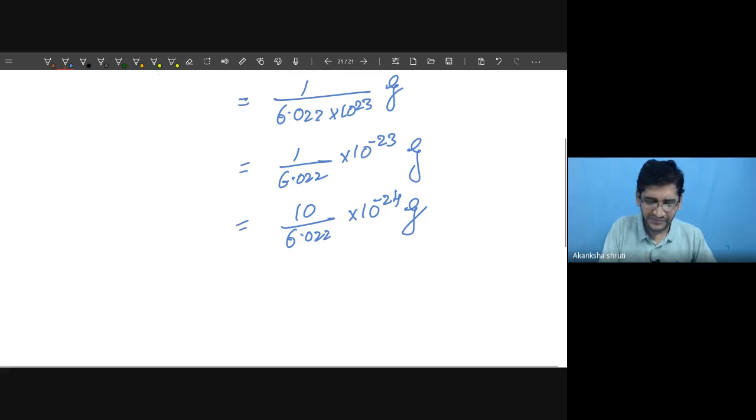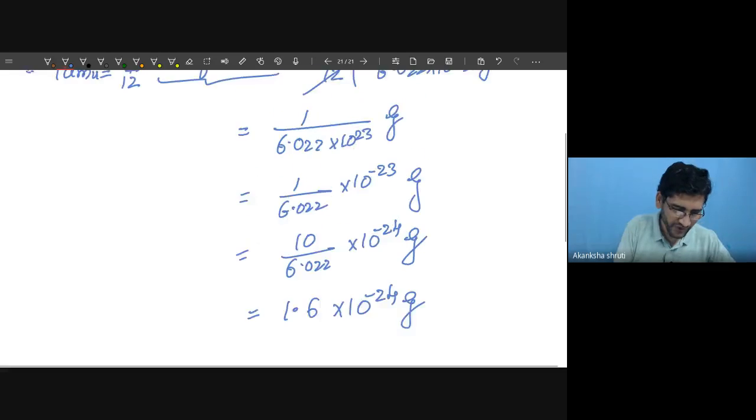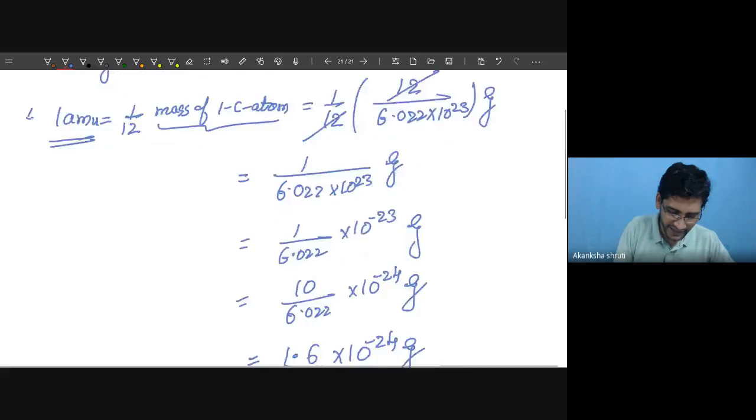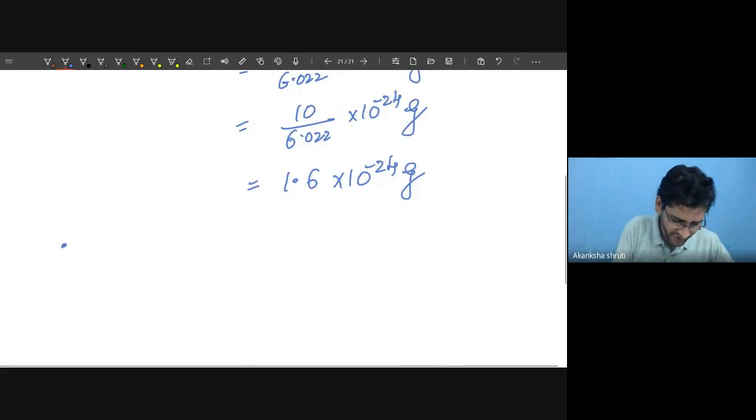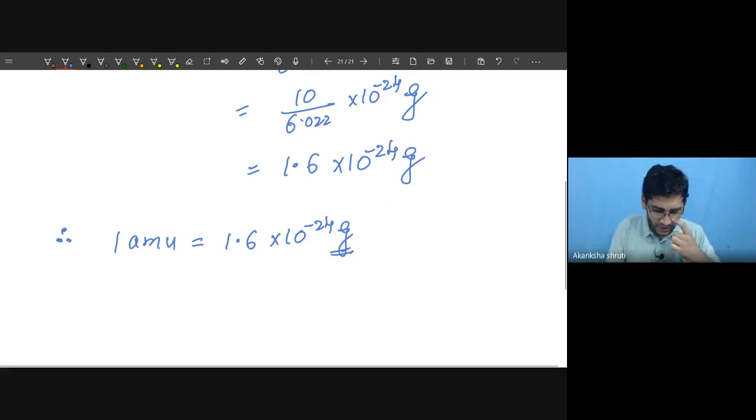Okay, students? So go on dividing. It becomes 1.6 times 10 to the power minus 24 gram. Therefore, what was this? This is our AMU. Therefore, 1 AMU is approximately equal to 1.6 into 10 to the power minus 24 gram. The unit here is gram. We can also express this in terms of kilogram.